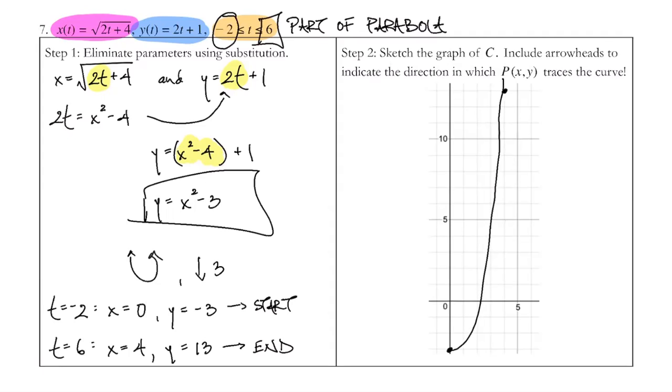And let's see if it'll let me erase just that piece. Nope. Okay, so we start and we stop. We put some arrowheads in there. So we know the direction and we're done. Okay.